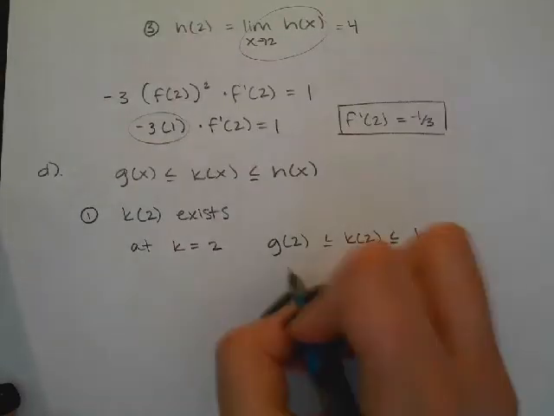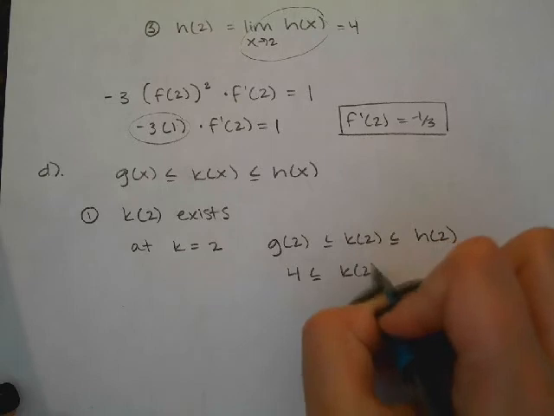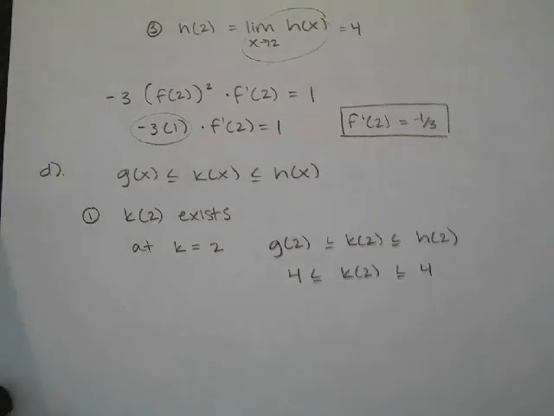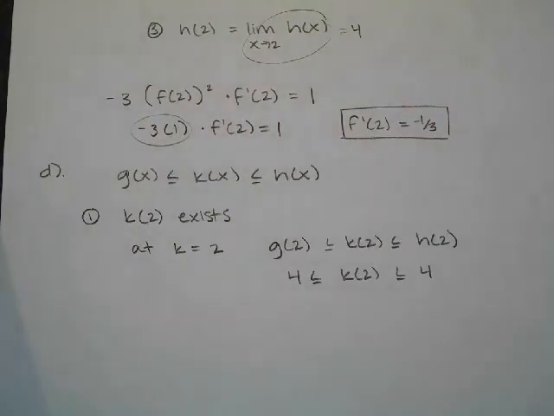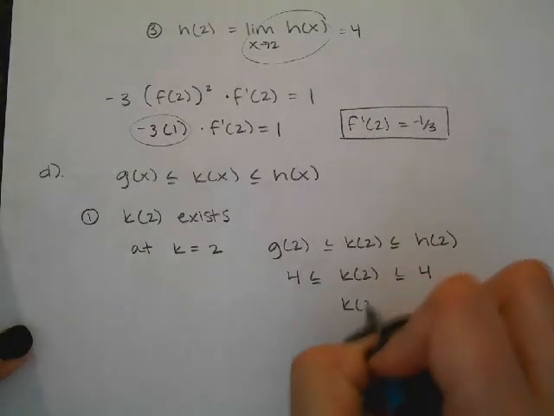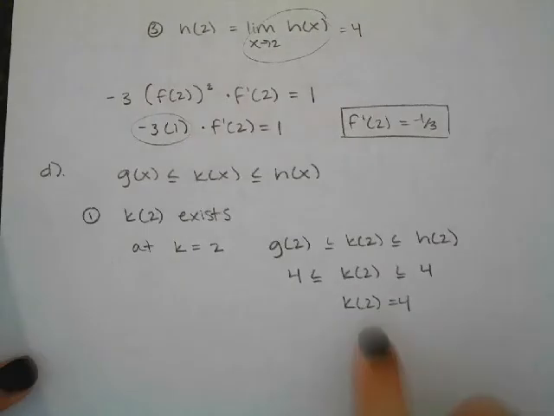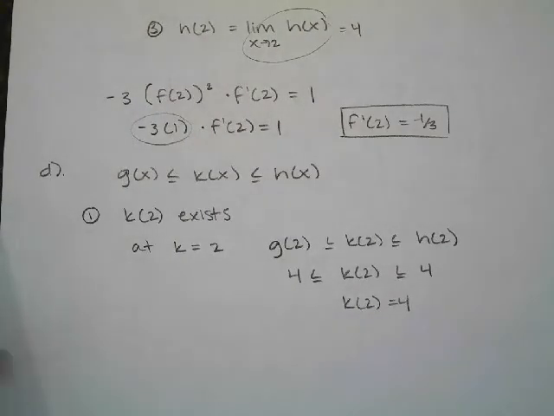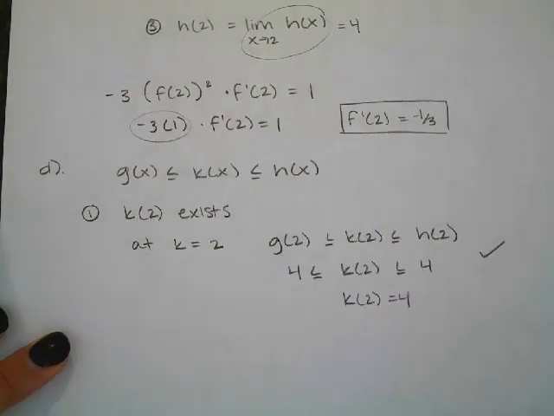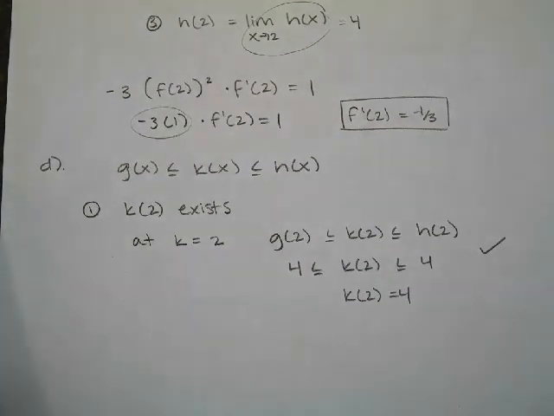We know that g of 2 is 4. We know that h of 2 is 4. So if k evaluated at 2 is between 4 and 4, then guess what that equals? k of 2 equals 4. And if k evaluated at 2 equals 4, that means that it has to exist. There's a value for it. Okay, so part 1 of the definition of continuity is satisfied.